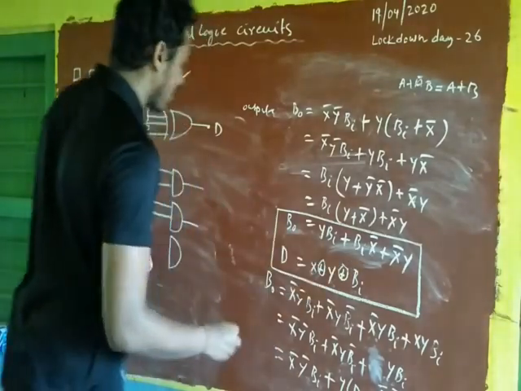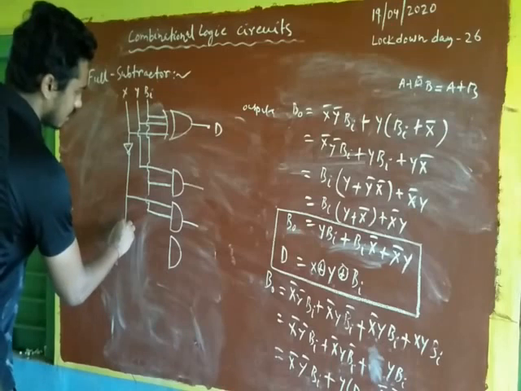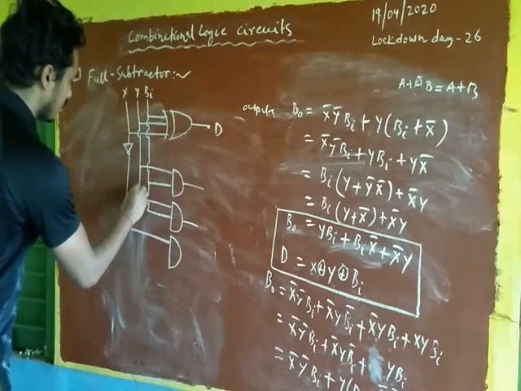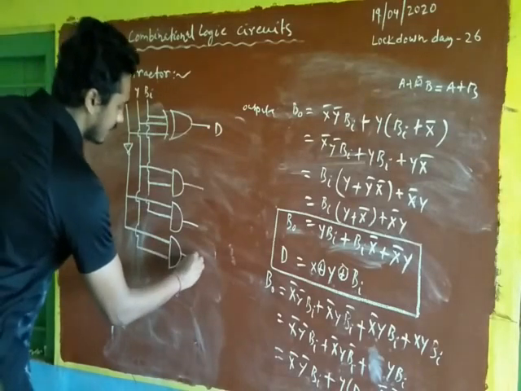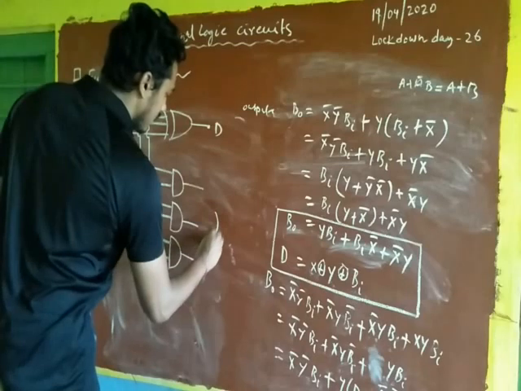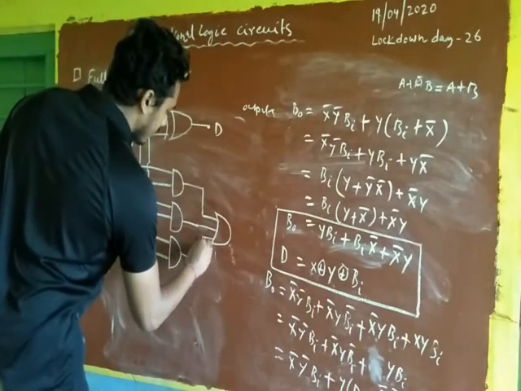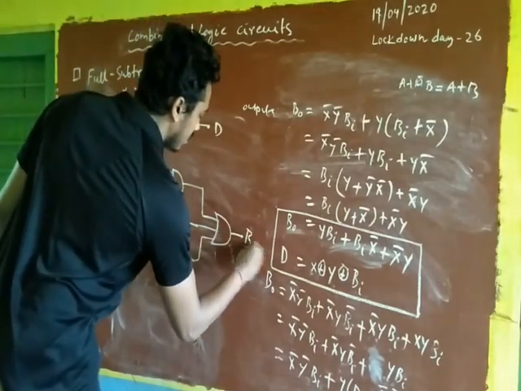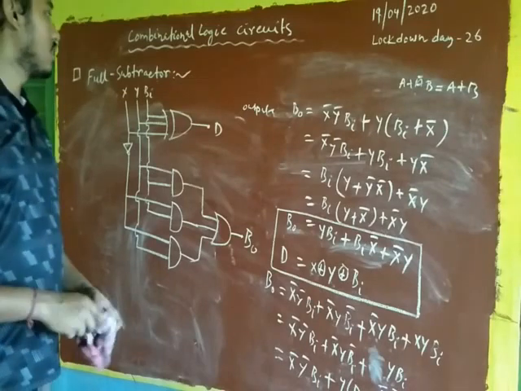Now after that X bar Y. Okay, so this is for X bar and X bar Y. So we are just drawing this line for X bar Y. Okay, now we need to add these three. So one OR gate is enough to add these three and get the output. Okay, so finally we are getting the borrow out. So this is the logic diagram of the full subtractor.